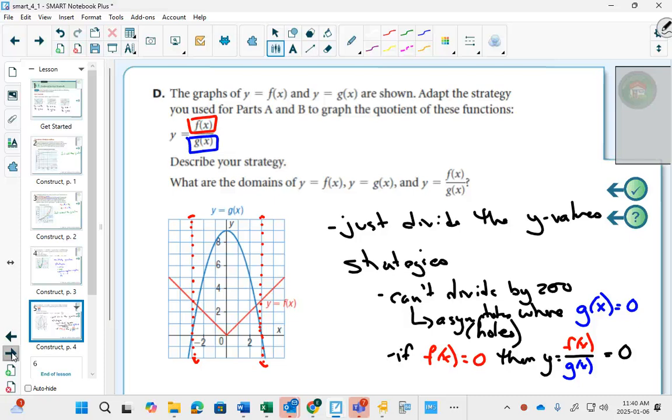So strategy-wise, I'm going to draw asymptotes where the blue graph is 0, because those are non-permissible values. Where the red graph is 0, I know that the whole thing would equal 0. So I can add a green point there.